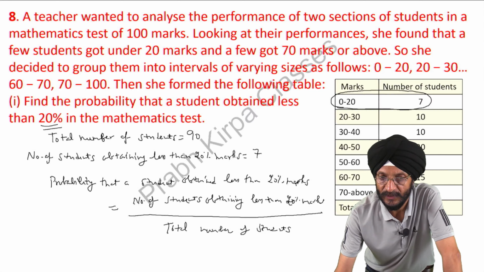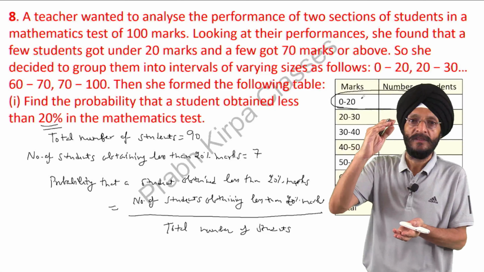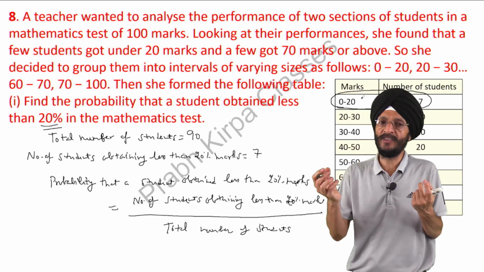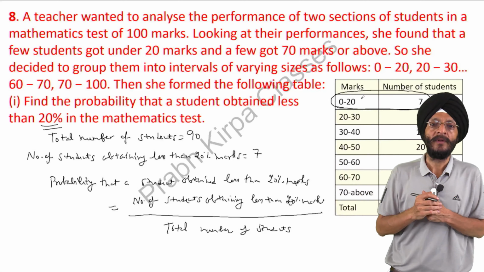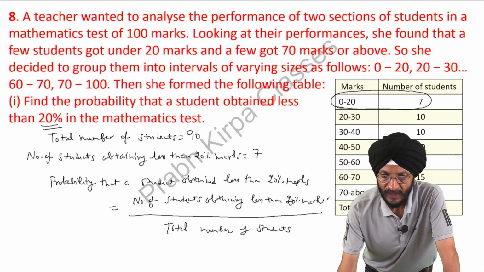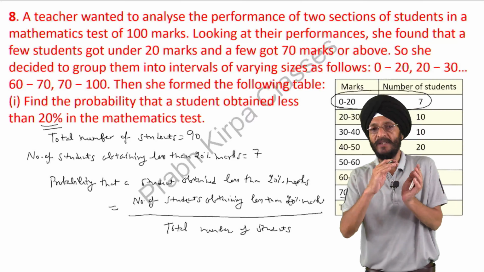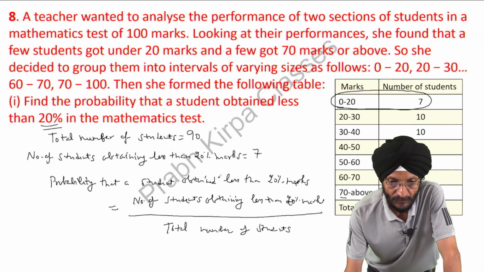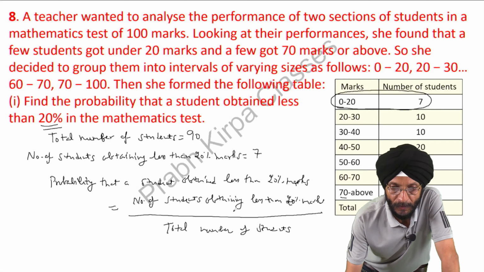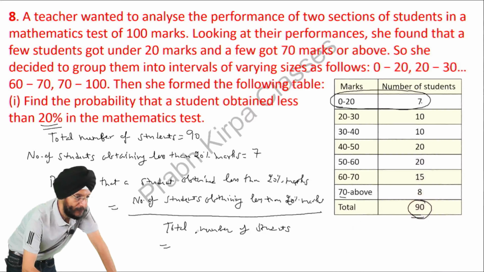Here these are given marks, though it is not given how many marks were the total for which the questions were put. It is assumed that the total number of marks in the mathematics test was 100, and because here it is written that 70 and above, it is presumed that 70 and above means 70 up to 100. So the number of students obtaining less than 20% marks is 7 divided by 90. So this is the first part.